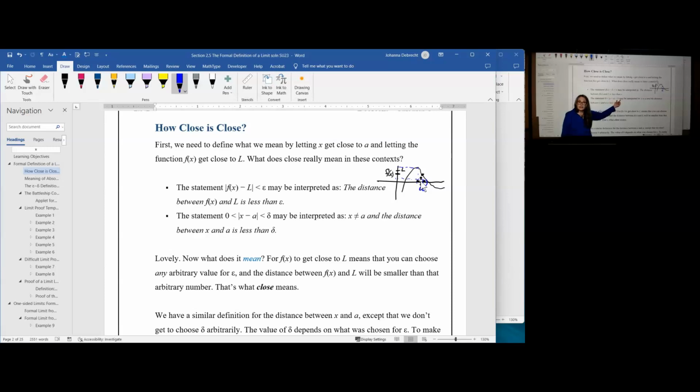Now, if it's less than delta, what is this delta? Delta is the distance you can go out from A on either side. So this interval that I've drawn here is 2 delta if I go the same distance on both sides. So delta's got to be how close to A on either side I need to be so that the function value will land within an epsilon distance of L.